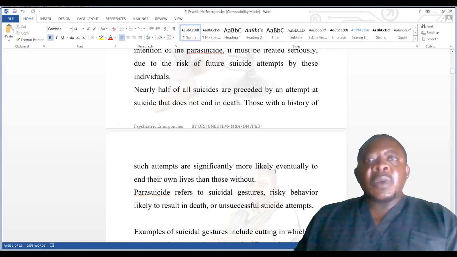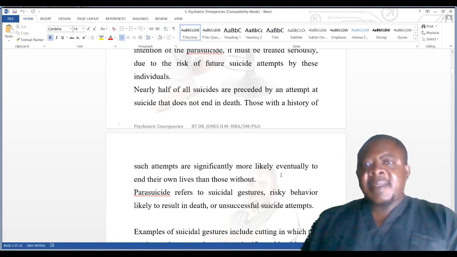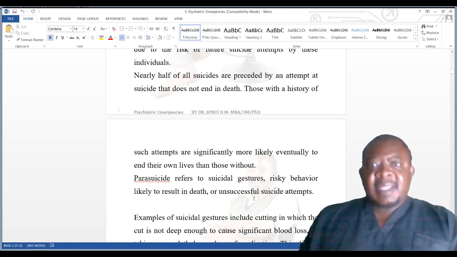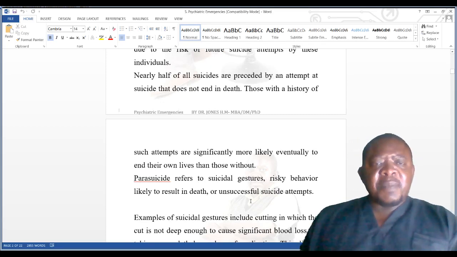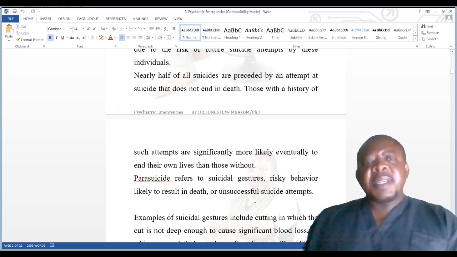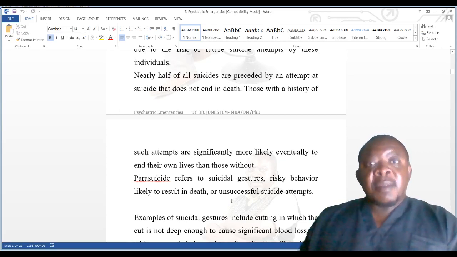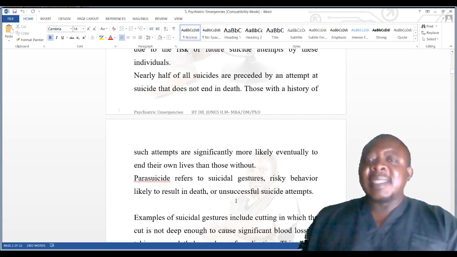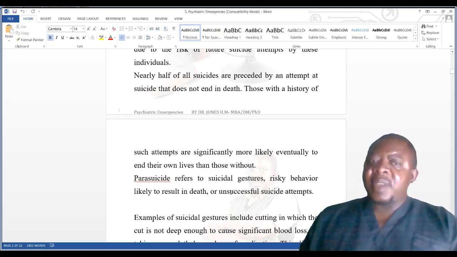So when we use the term parasuicide, we are just referring to suicide gestures or risk behaviors likely to result in death or unsuccessful suicide attempts. You might interchangeably use the term parasuicide and suicide attempt to mean the same, because in parasuicide, someone did something that may result in death. In parasuicide, we are looking at someone who engaged in risk behavior that most likely would have resulted in death, but ended up at hospital admission as a suicide attempt.